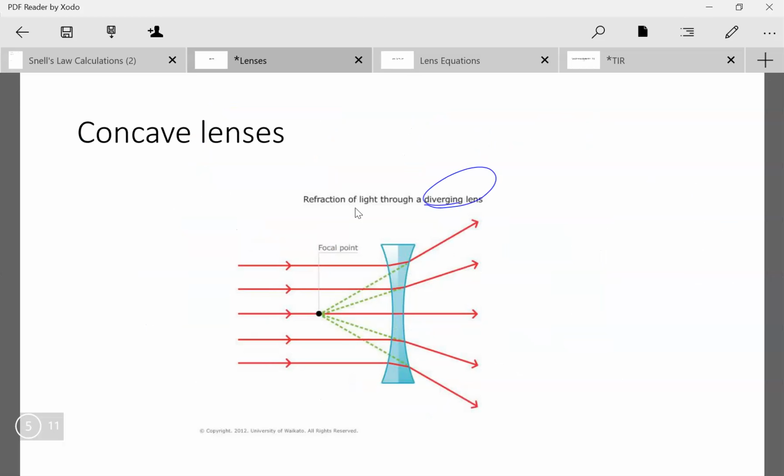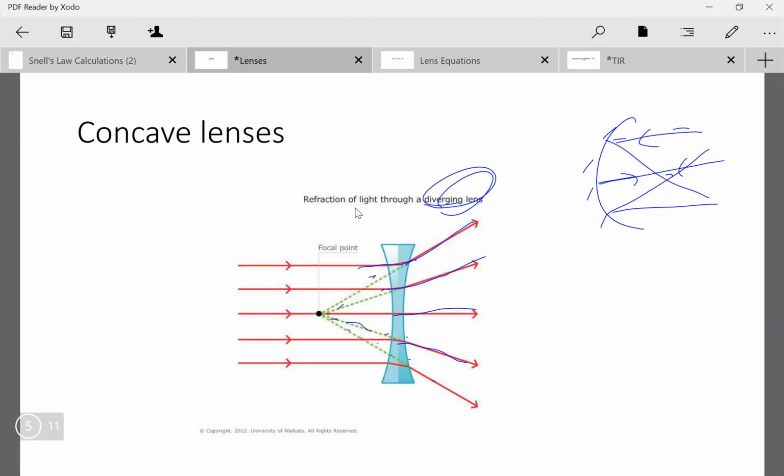Concave lenses are diverging lenses. Contrast this with concave mirrors, which were converging mirrors. These are diverging lenses, so light will pass through and then diverge off. You have to extend the rays back to meet at the focal point on the other side of the lens, which is the same side that the light is coming from.